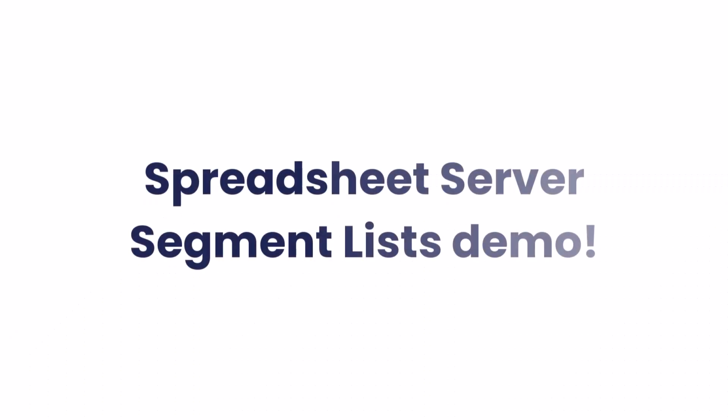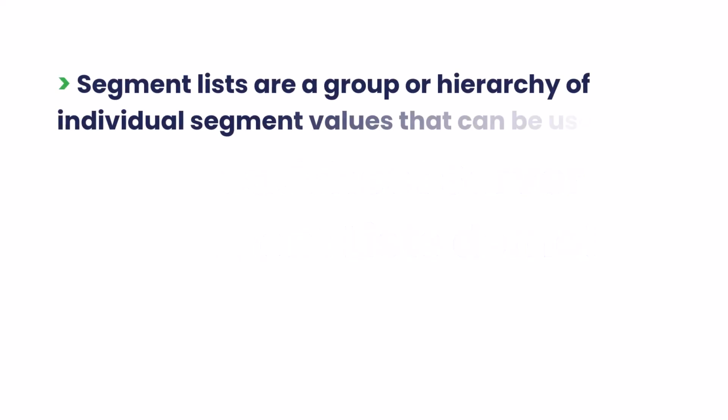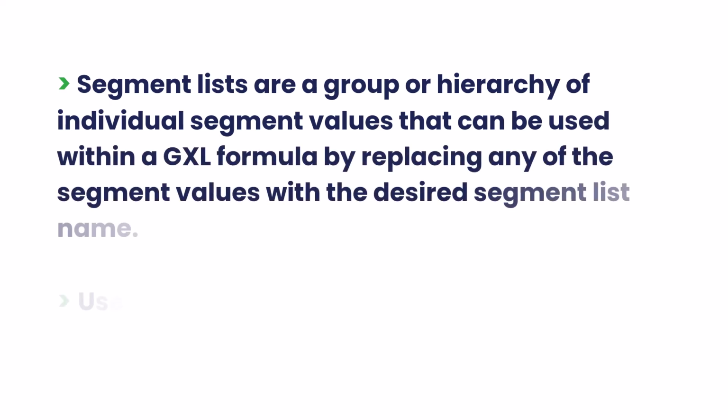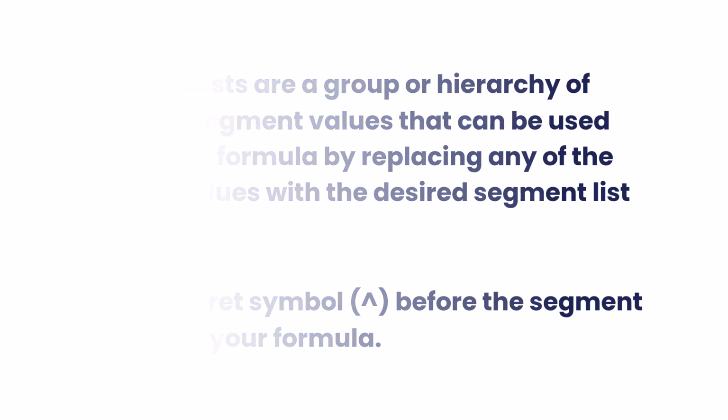Welcome to the Spreadsheet Server Segment Lists demo. Segment lists are a group or hierarchy of individual segment values that can be used within a GXL formula by replacing any of the segment values with the desired segment list name. To ensure the application recognizes segment lists, use the caret symbol before the segment list name in your formula.